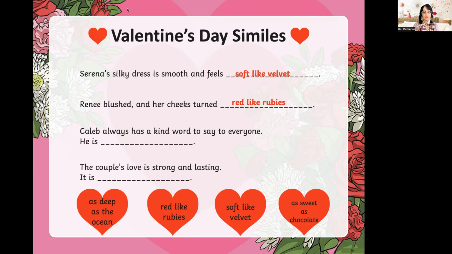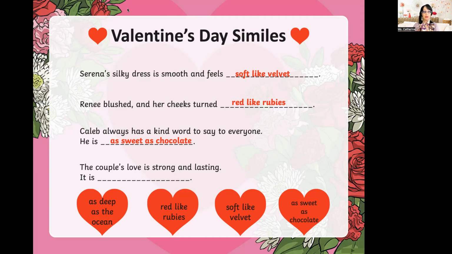Let's do the third one. Caleb always has a kind word to say to everyone. He is blank. Let's repeat together. Caleb always has a kind word to say to everyone. He is as sweet as chocolate. Good job. The last one.